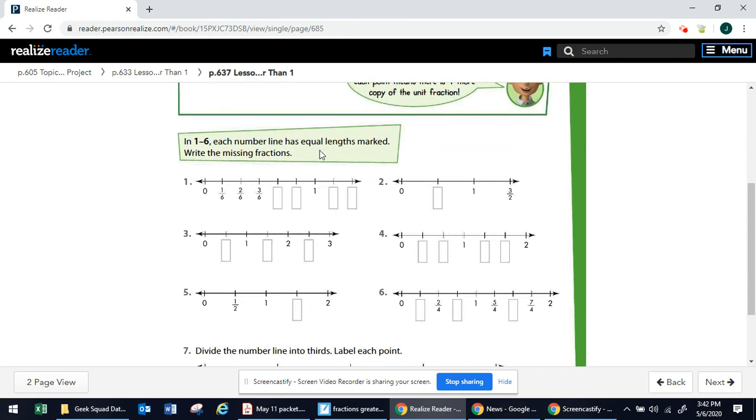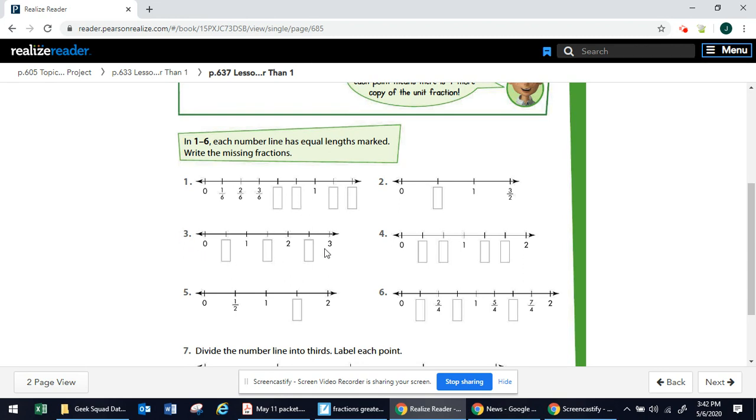On this page, you are to write in the missing fractions. So just like before, where we filled in the blanks, you're going to have to fill in the blanks. Remember, the first thing you want to ask yourself is, what did they break my line up into from 0 to 1? Figure out your denominator, and yes, you will have clues in some of the problems. Okay, once you figure that out, then you can start filling in the blanks.